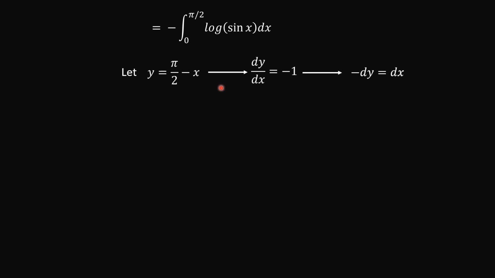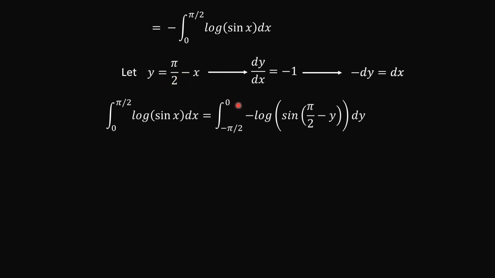Since our integral has been reduced to the negative of the integral of the natural logarithm of sine x from 0 to pi over 2, we can now set y equal to pi over 2 minus x. That means dy dx is equal to negative 1, and therefore negative dy is equal to dx. Making x the subject, x is equal to pi over 2 minus y. So inside the bracket we've replaced x with pi over 2 minus y, and dx has been replaced with negative dy.